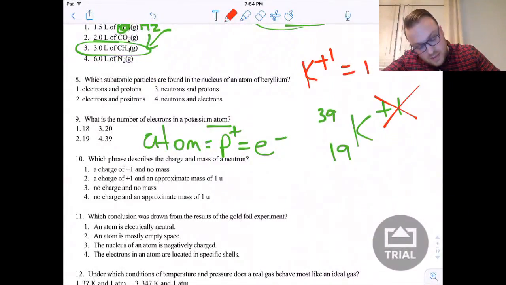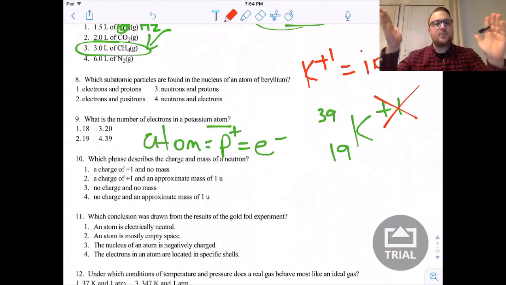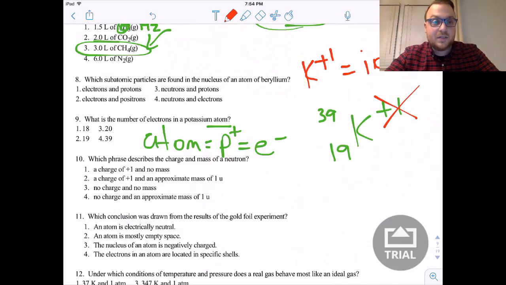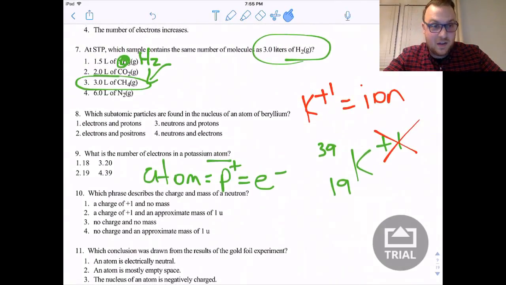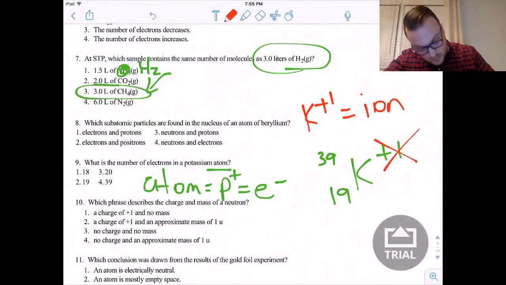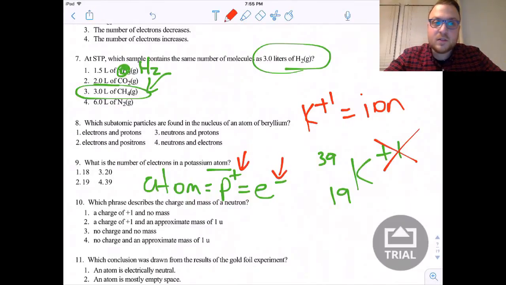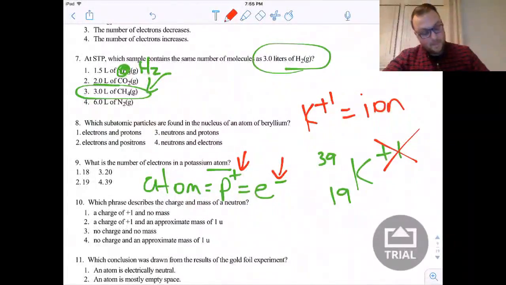We have to keep these two terms separated. So, K plus 1 is an ion. K is an atom. And if you're an atom, your protons and electrons are the same, because atom means you are not charged. So your positive charges and your negative charges have to be the same. How do I know how many protons K has? This is K's atomic number. That is your protons. 19.